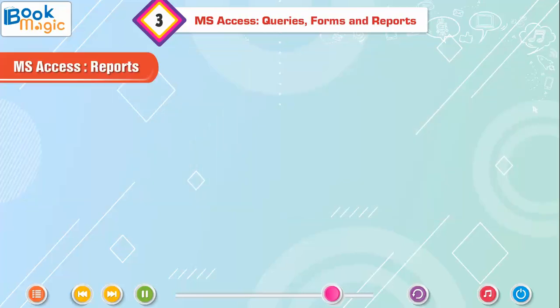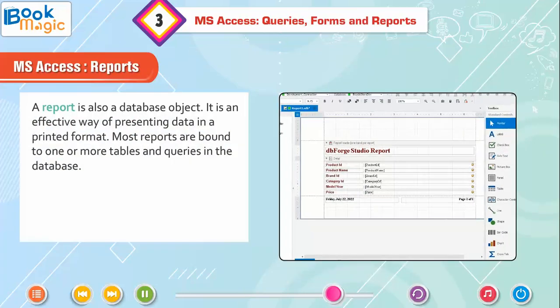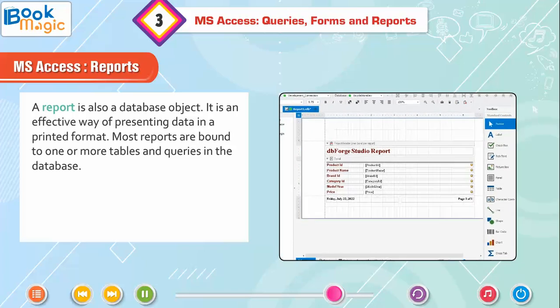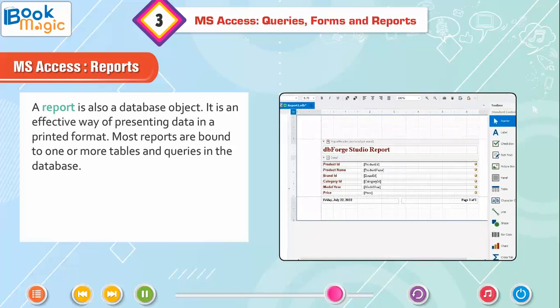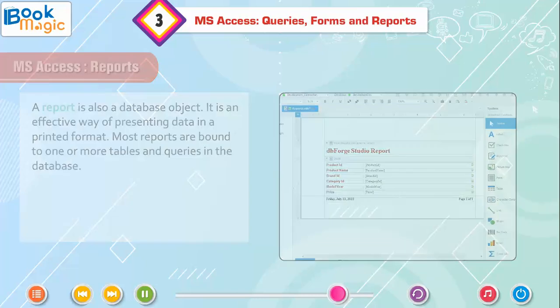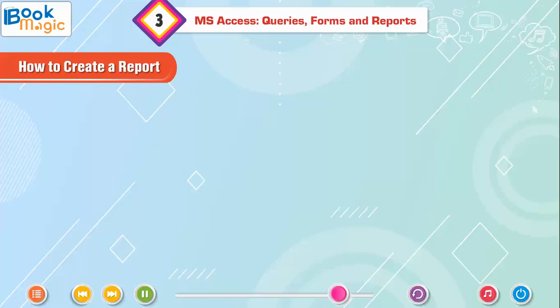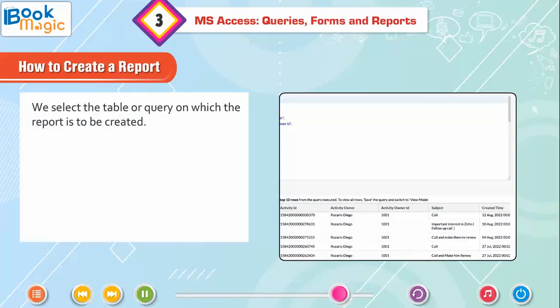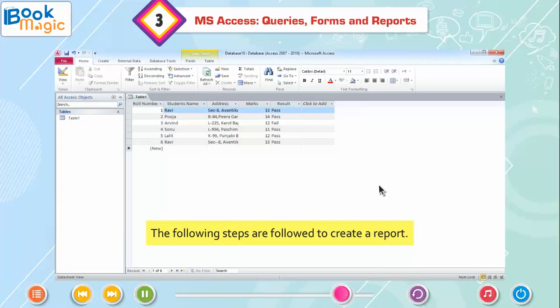MS Access Reports. A report is also a database object. It is an effective way of presenting data in a printed format. Most reports are bound to one or more tables and queries in the database. How to create a report? We select the table or query on which the report is to be created. The following steps are followed to create a report.